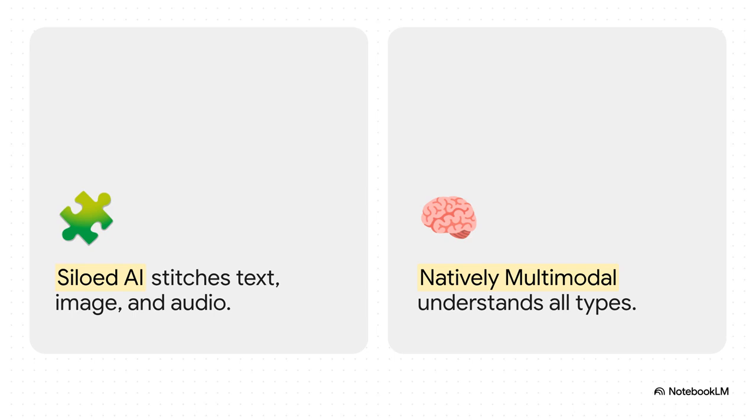But Gemini, it is natively multimodal. Google trained it from day one by feeding it text, code, images, audio, and video all at the exact same time. It's not translating an image into text to understand it. It just intrinsically understands sight, sound, and language simultaneously, just like we do.